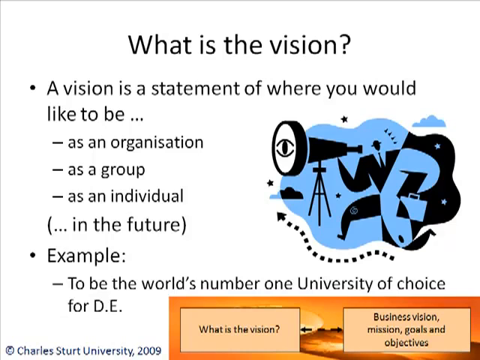A vision is a statement of where you would like to be as an organization, as a group, as an individual, typically somewhere in the future, because you are not there as yet. This is an example I've written myself for Charles Sturt: to be the world's number one university of choice for distance education. That's why I'm doing all this stuff online.